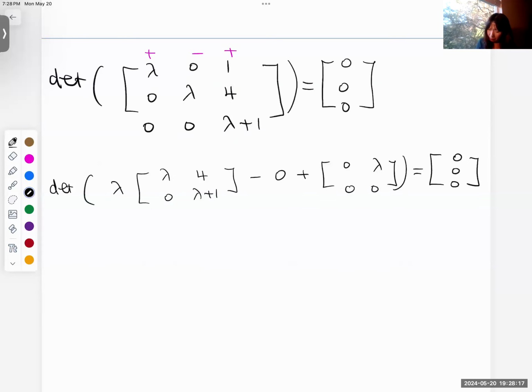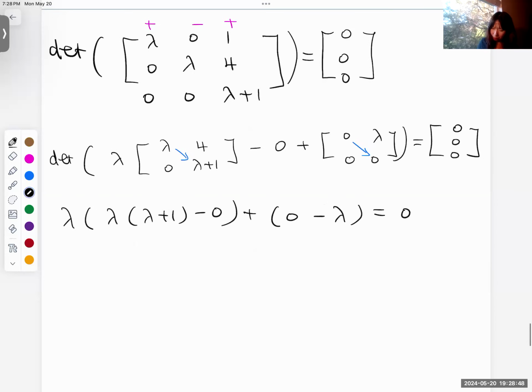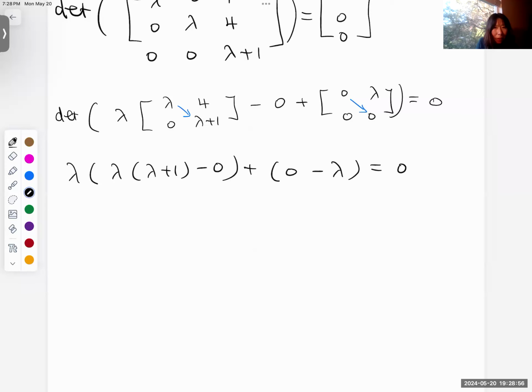Okay, so we multiply this way, right? So lambda times lambda plus 1 minus 0. And multiply this way, so we have plus 0 minus lambda equal to 0, yeah? Okay, so thank you so much.